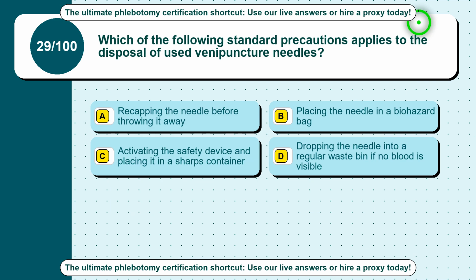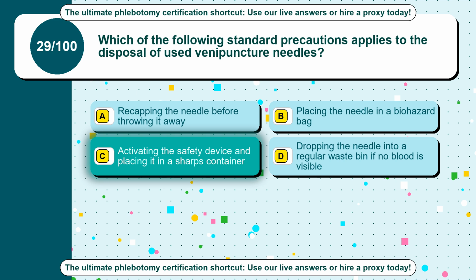Question 29. Which of the following standard precautions applies to the disposal of used venipuncture needles? Option A, recapping the needle before throwing it away. Option B, placing the needle in a biohazard bag. Option C, activating the safety device and placing it in a sharps container. Option D, dropping the needle into a regular waste bin if no blood is visible. The correct answer is option C, activating the safety device and placing it in a sharps container.